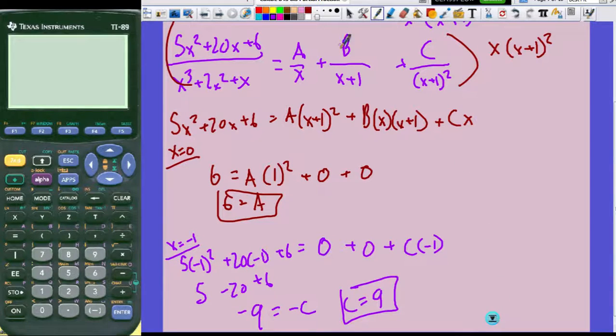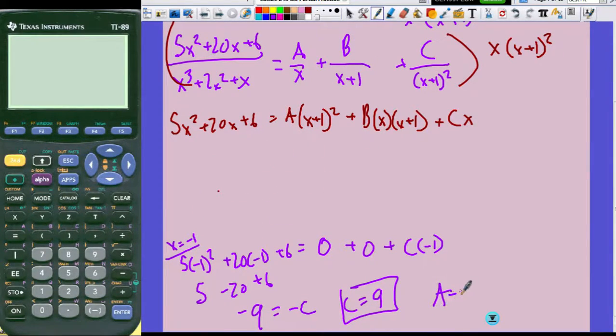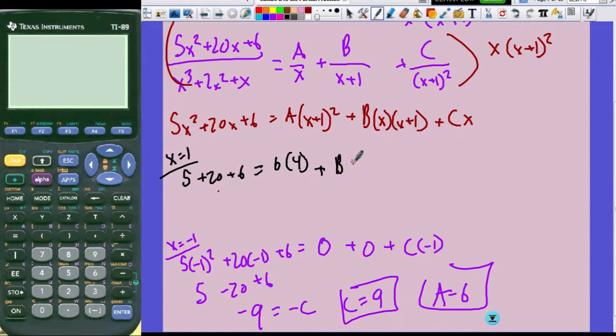So I'm actually going to erase some of this because I want to do the work up here. So I know my a equals 6. I'll write that down. Let's pick a value for x that also doesn't cancel out the b. We can make x equal to positive 1. Something simple. So it'll be 5 times 1 squared, or 5, plus 20 plus 6 equals a, so 6 times 1 plus 1 squared, 2 squared is 4, plus b, which we don't know, times 1 times 2, plus 9 for c times 1.